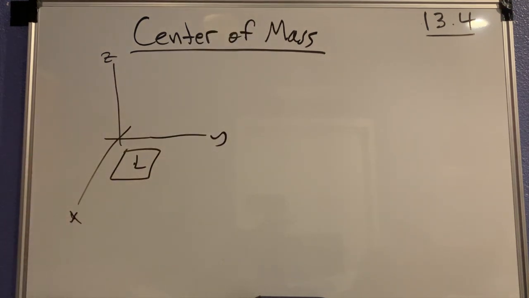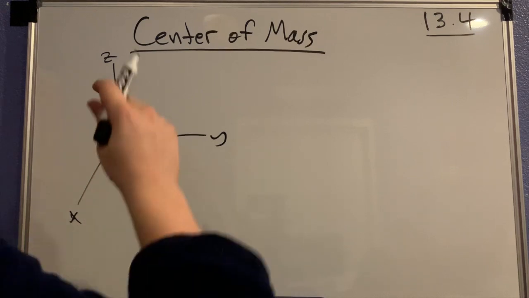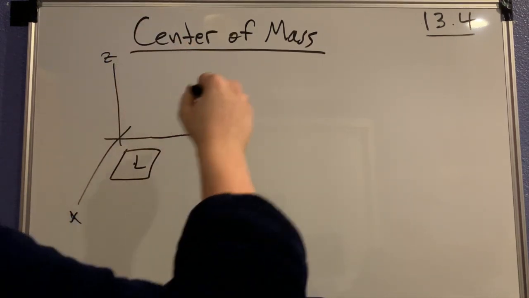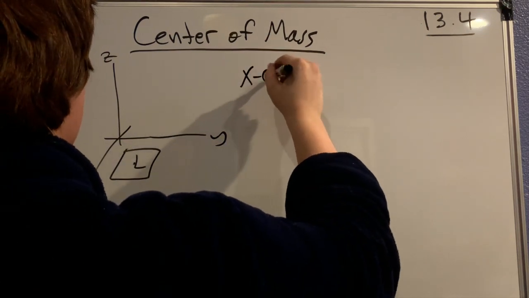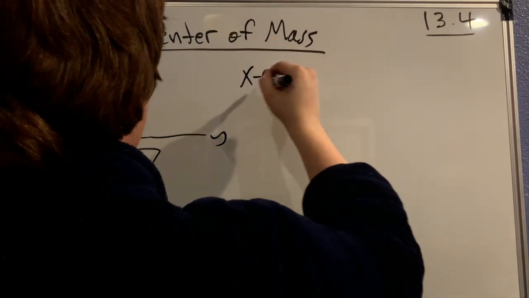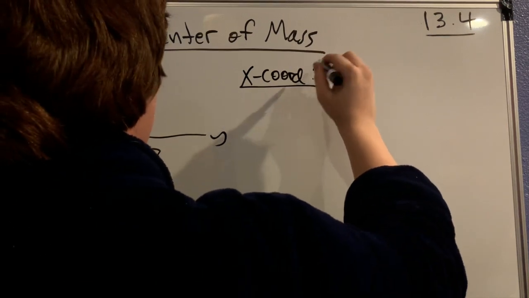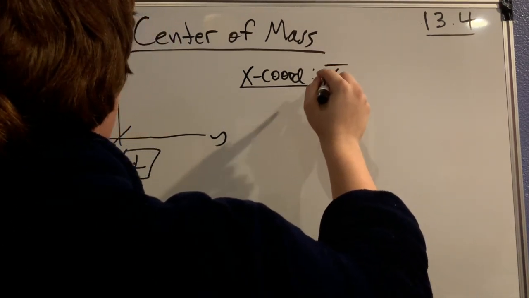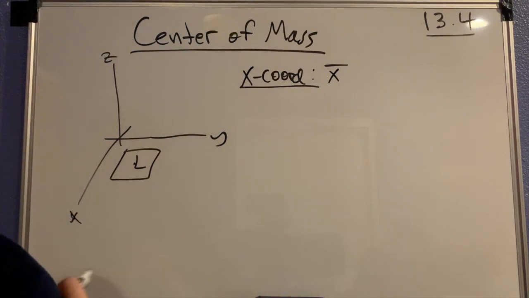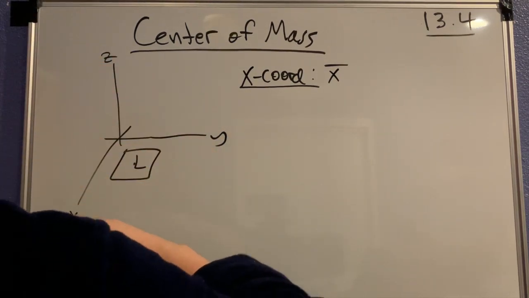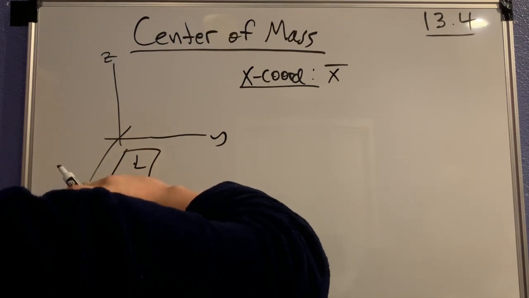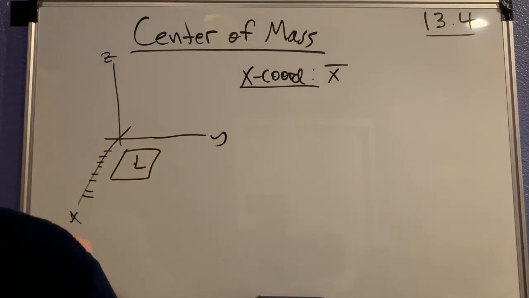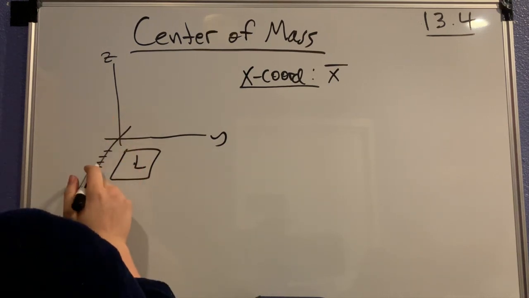So remember, it's a coordinate pair because it's a point. The center of mass is a point. And so the x-coordinate would be called x bar. This is called x bar. And if you think about it, it is the average mass of all of the x, because this is an x-coordinate. The center of mass for the x-coordinate will be somewhere along there.